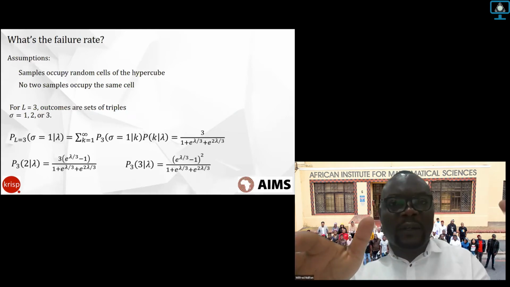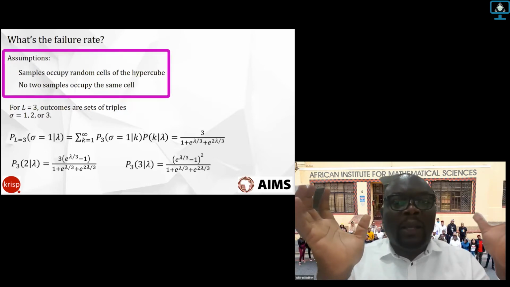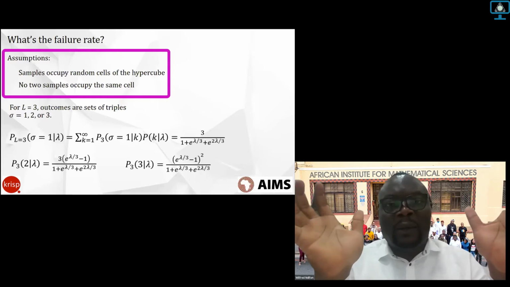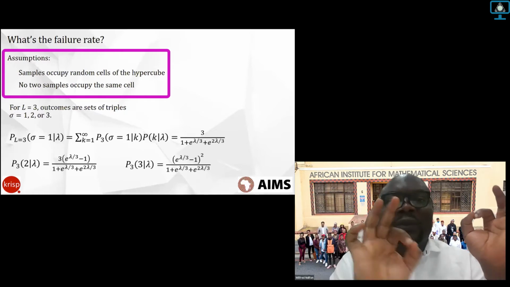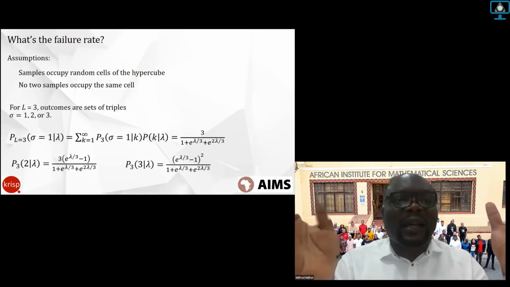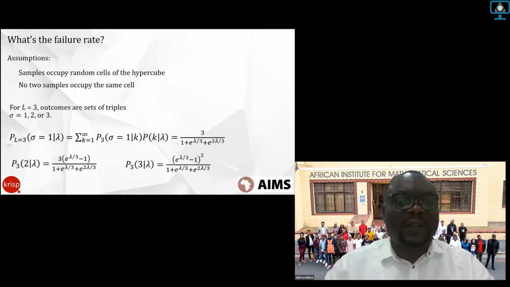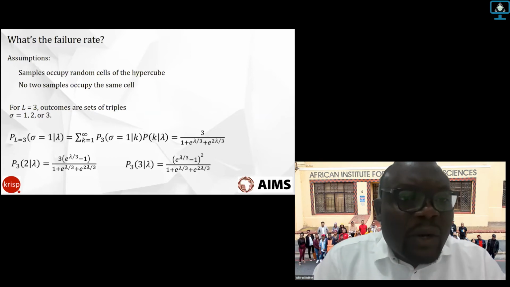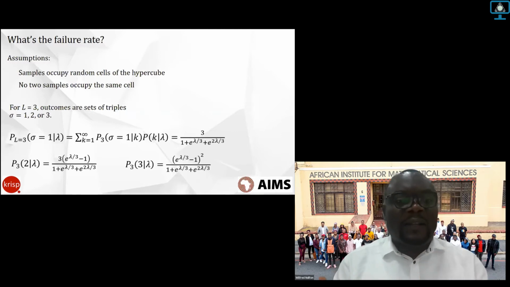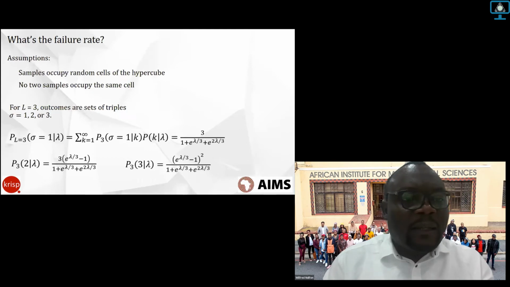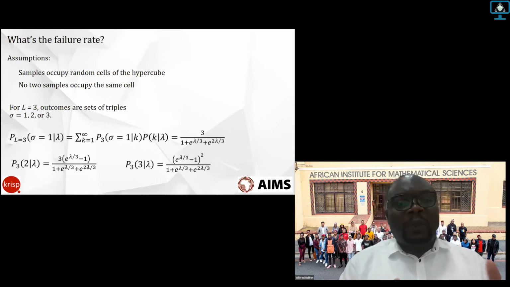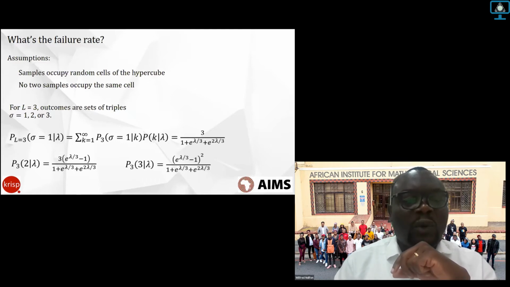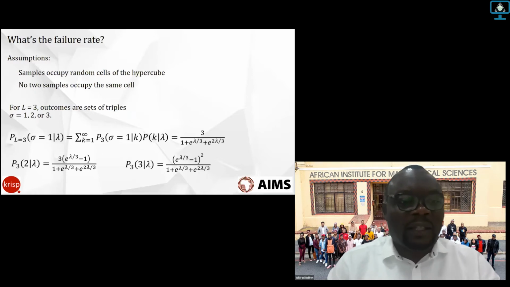To make the calculations easier, we assume that we construct our hypercube and then we randomly place samples in the hypercube. But as we place these samples randomly, no two samples occupy the same cell. This is an assumption that is valid when D is large, when the number of dimensions is large. Then the probability that two samples occupy the same cell is low. And so we do that, and then we slice our hypercube, and then we do the test. Remember we discovered that the optimal length of a hypercube is 3. So if we do the test, then we get these triples. So in each principal direction, we can have either 1 positive slice, 2 positive slices, or 3 positive slices. So these are the possible outcomes we can have in each principal direction.